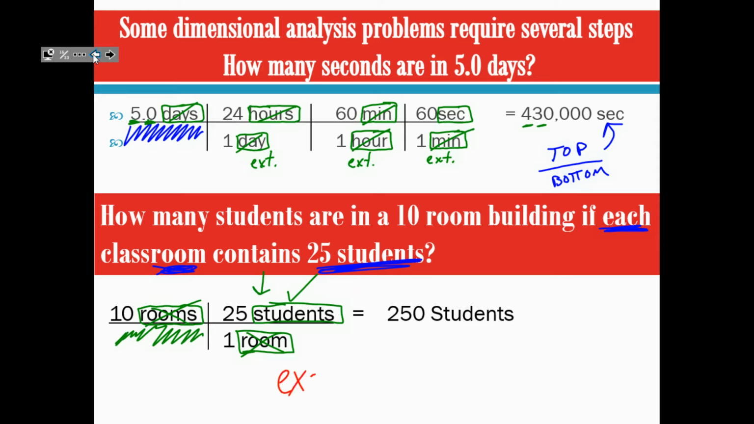All of these are exact. 10 rooms is exact, 25 students exact, one room. I didn't need any measurements or equipment to measure these. So I don't need sig figs here. So I don't have to worry about rounding in this particular problem.